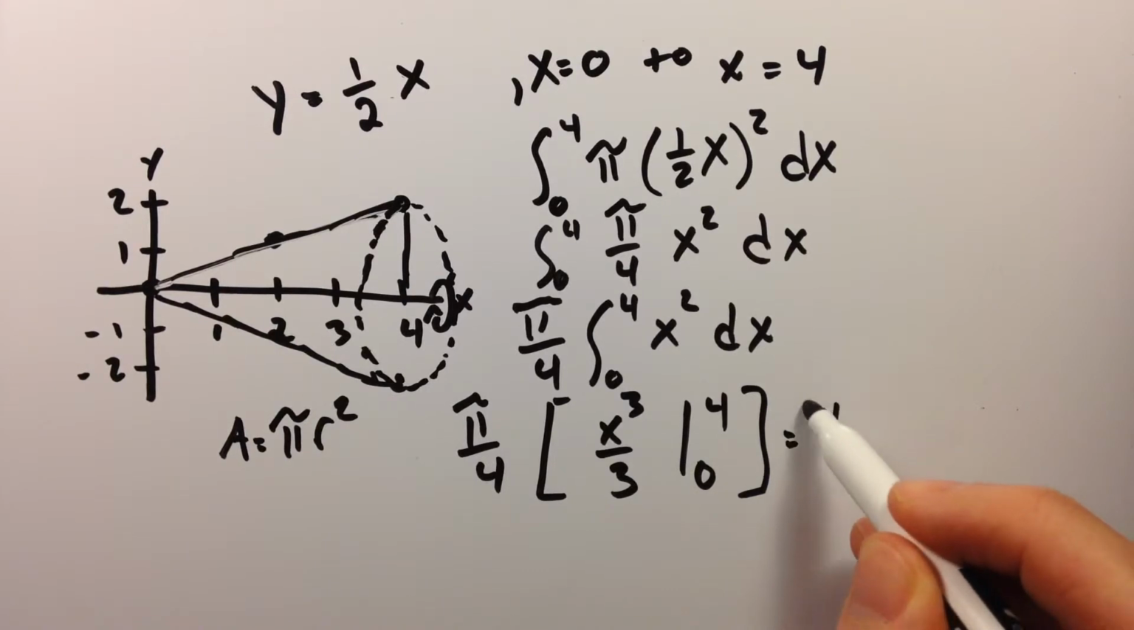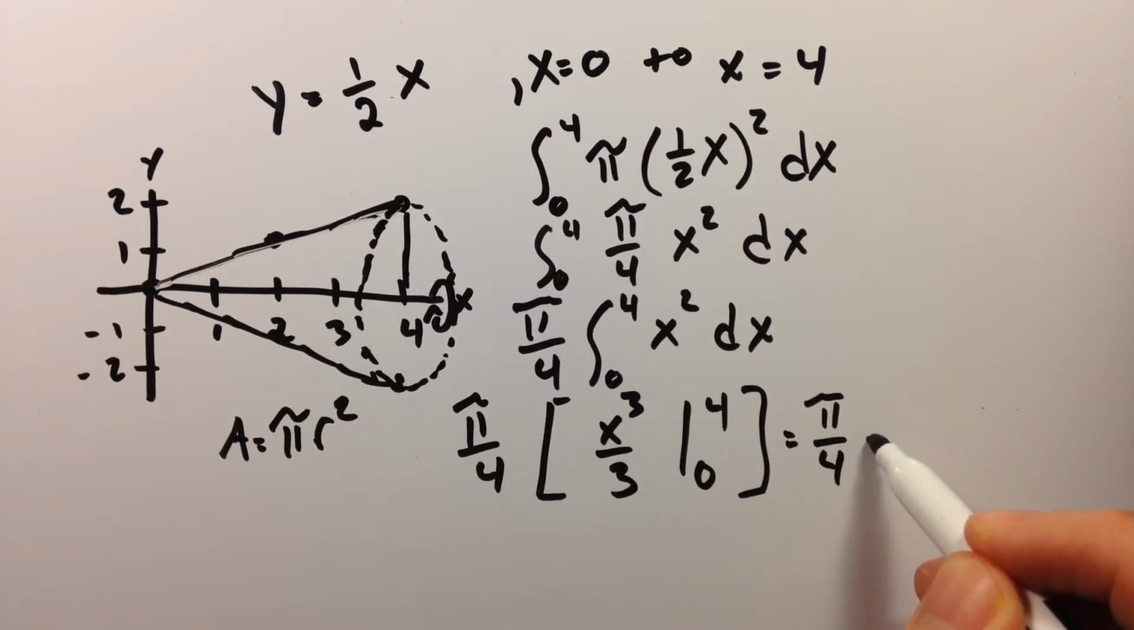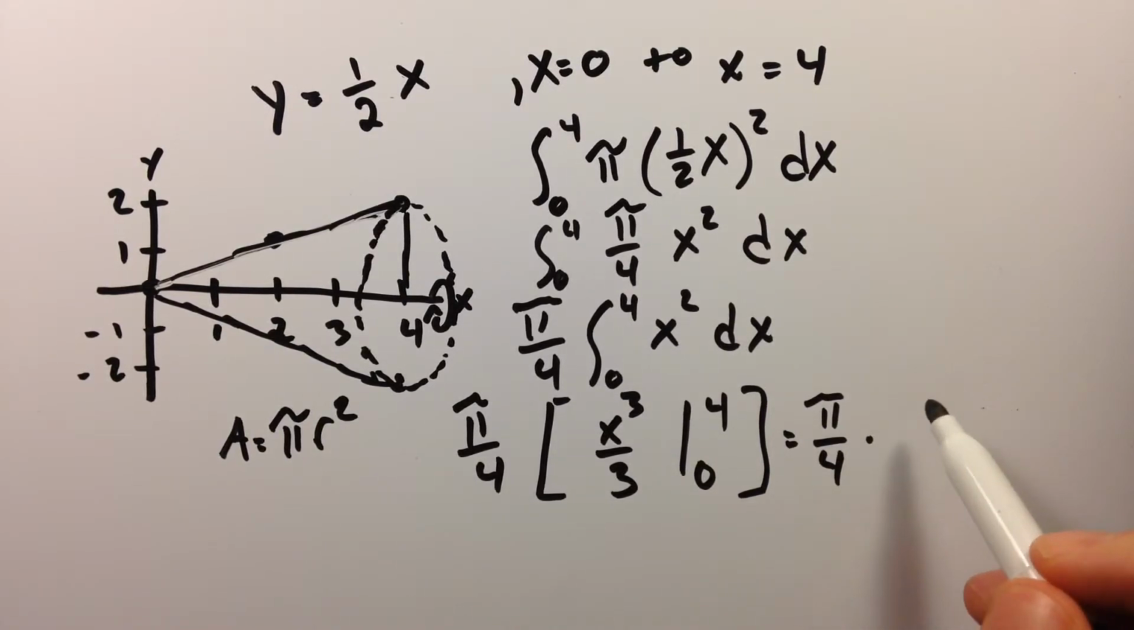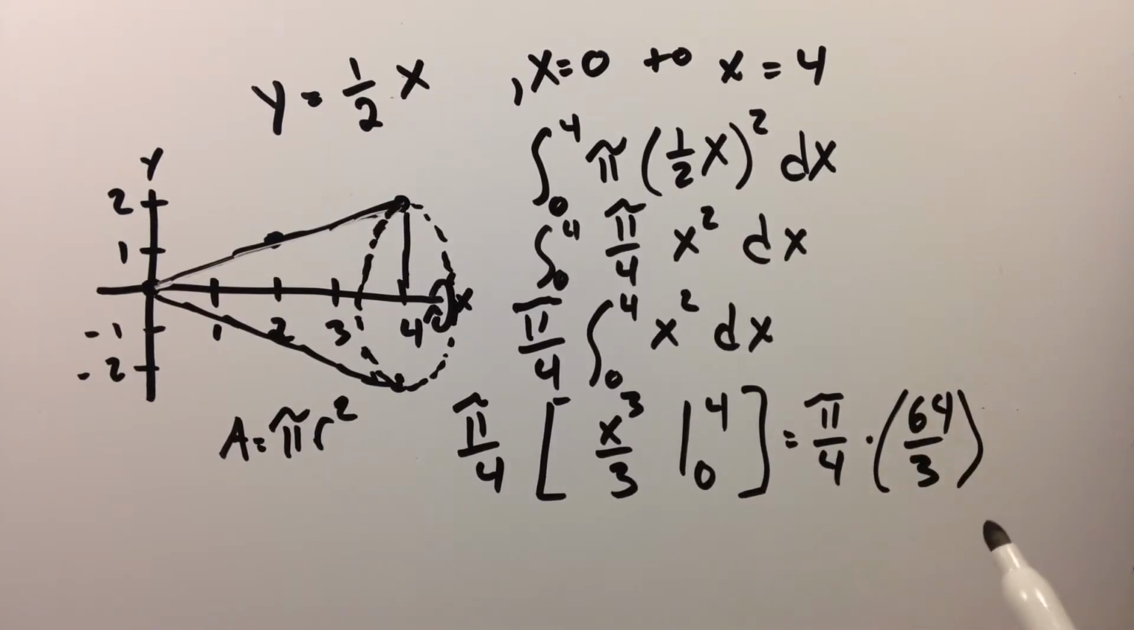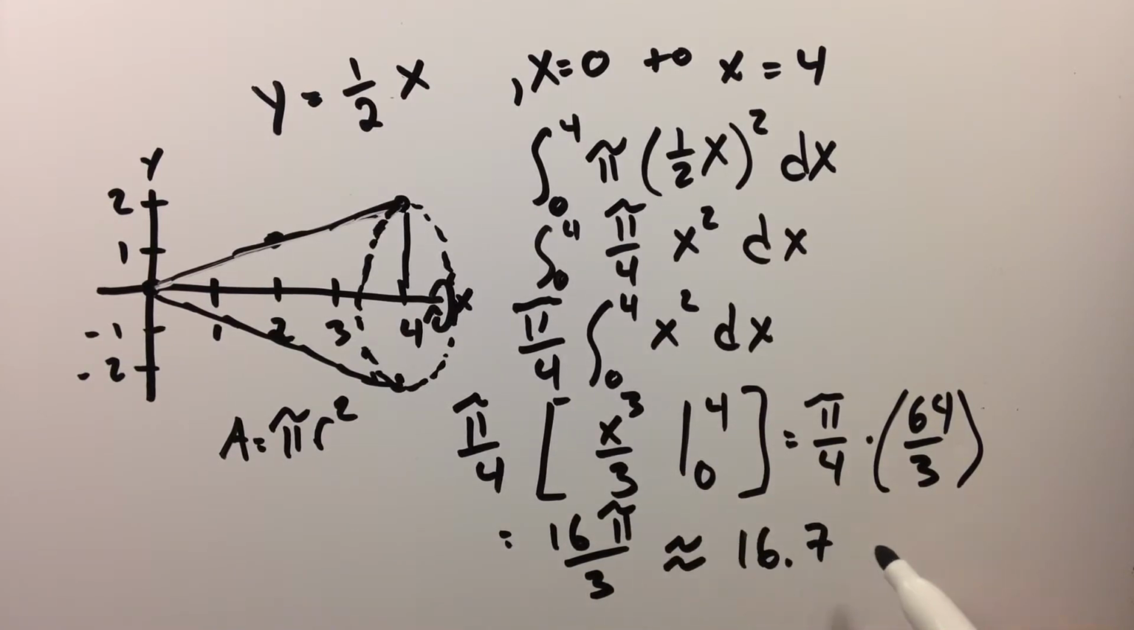And that comes out to be pi over 4 times 64 thirds, which simplifies to 16 pi over 3, or approximately 16.755 units cubed. And that would be our volume of this cone.